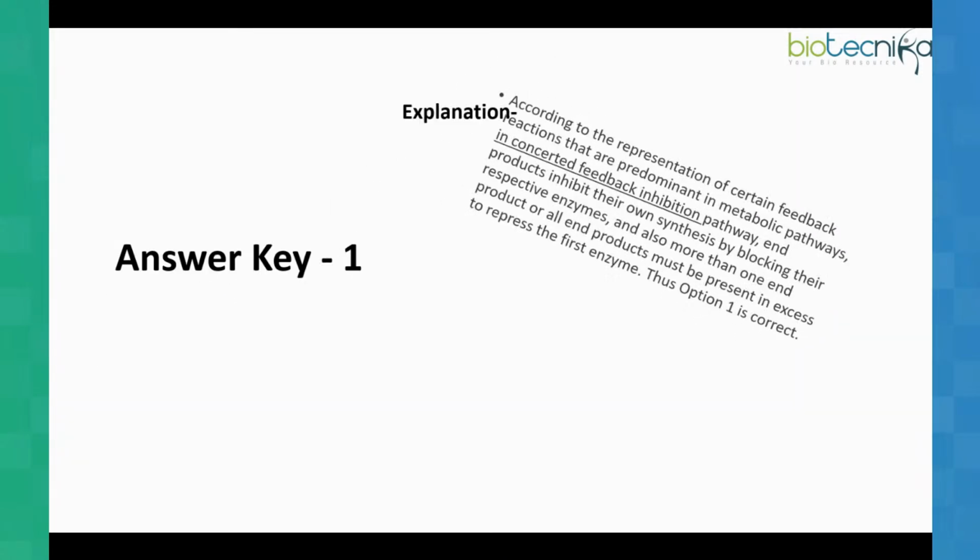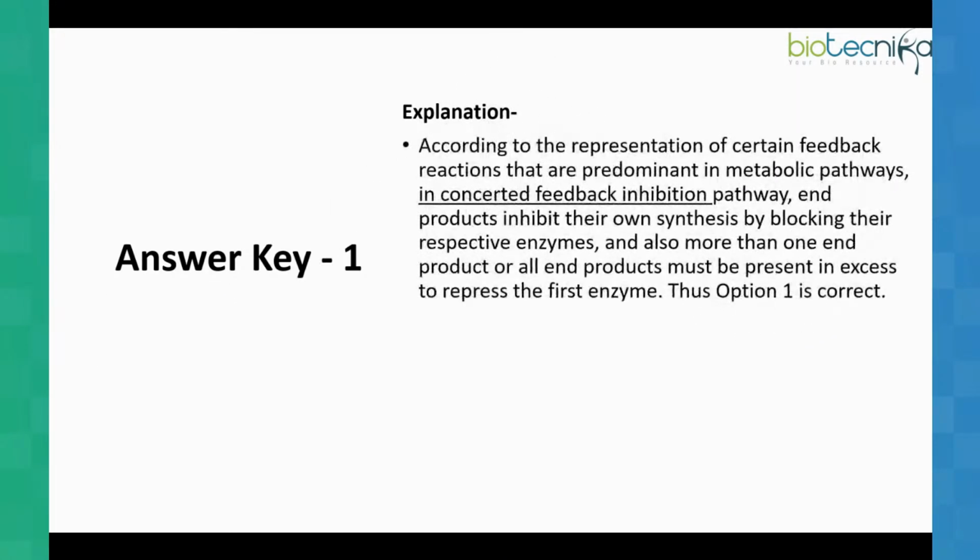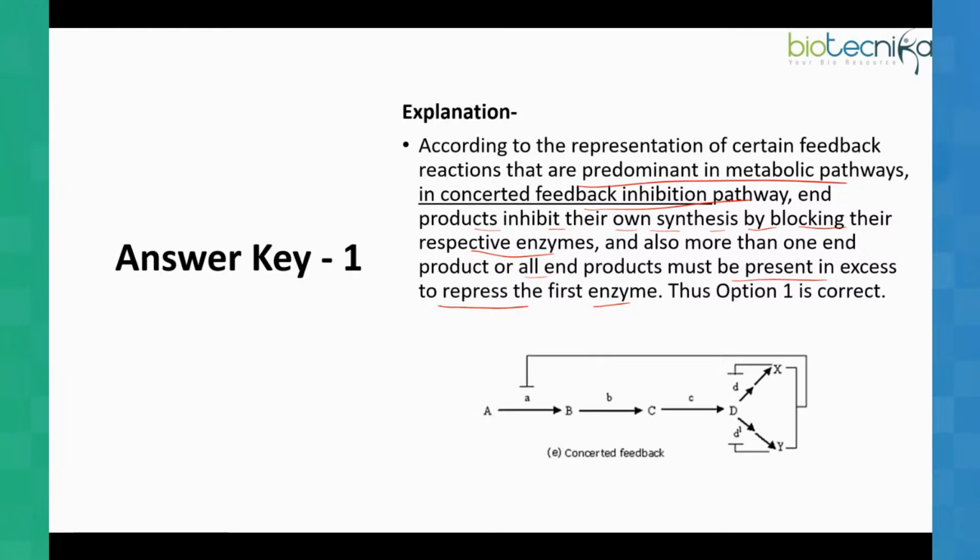Just to tell you, according to the representation of certain feedback reactions that are predominant in metabolic pathways, in concerted feedback inhibition, end products inhibit their own synthesis by blocking their respective enzymes, and more than one product or all the end products must be present in excess to repress the first enzyme. Okay, so this is what concerted feedback is.